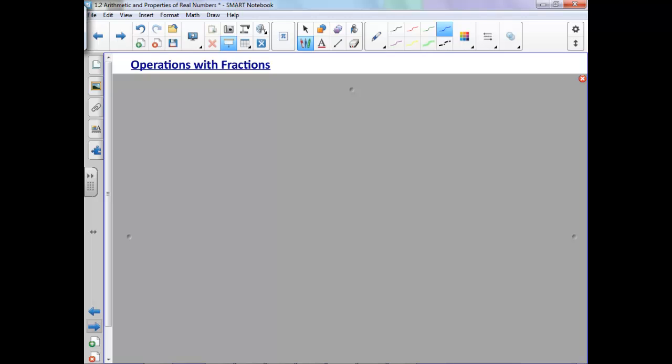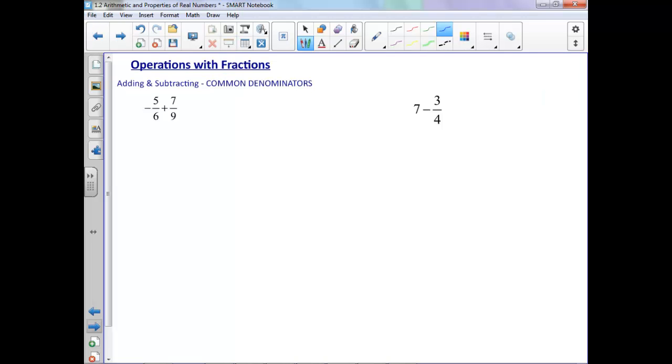Now we've got fractions. First off, when we add or subtract, the key thing is getting common denominators. So for these first two, if we've got a 6 and a 9, our common denominator is going to be 18. You could use 36, or you could even use 54, but you're going to be dealing with larger numbers, and it's best to try to find the smallest number that both of them divide.